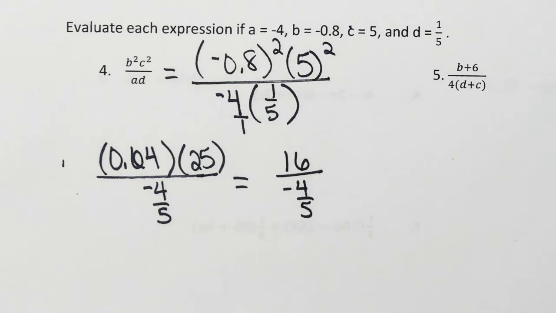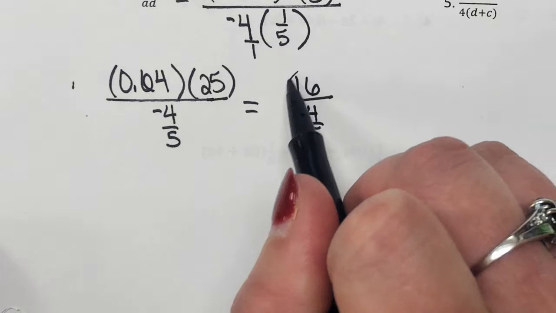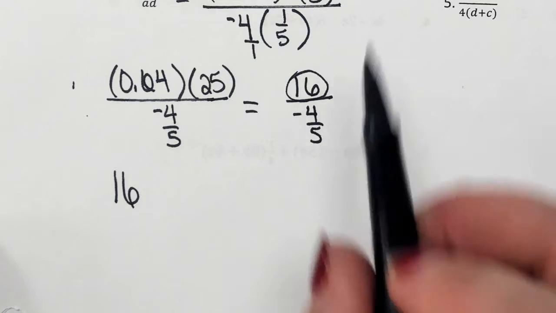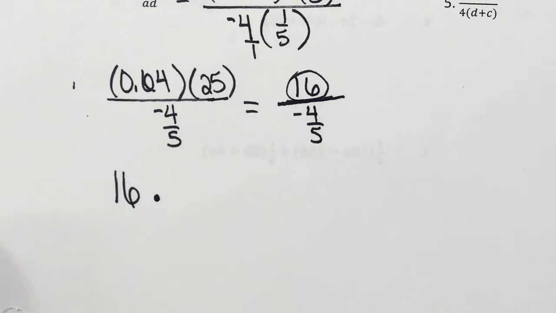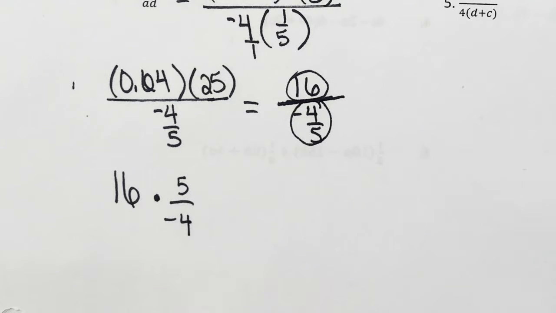Okay, so some people learned it differently. Some people learned it as keep, change, flip. Some people learned it as, I think Miss Miranda uses the kiss, keep it, switch, switch. Y'all heard of that before? Yeah? All right, so what are we going to keep? 16. Very nice. We're not going to change the 16. And we're going to change division to multiplication. Very nice. And then what are we going to flip or switch? Very nice. Right here, we're going to flip this upside down, and that's going to be 5 over negative 4.